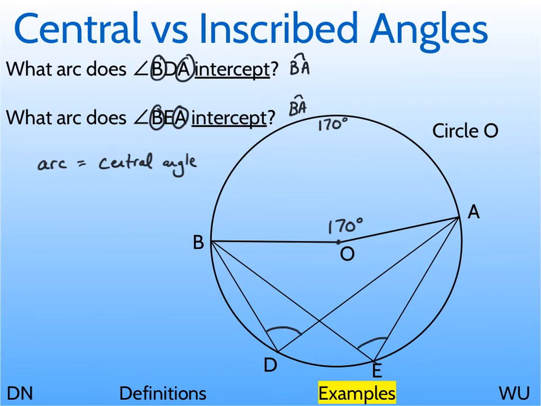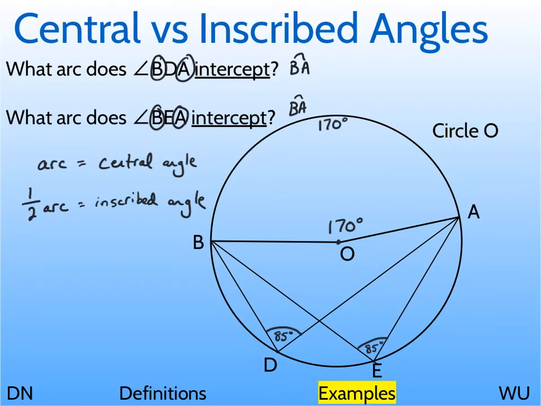Just because they intercept the same arc. So two angles that intercept the same arc, as long as they're both inscribed or central, depending on your situation, will have the same measure. Now the relationship between this, though, is if you take 1/2 of the arc measure, you get the inscribed angle. So, in order to figure out how big angle BDA is and angle BEA, you do 170 divided by 2, which means that these are both 85 degrees.